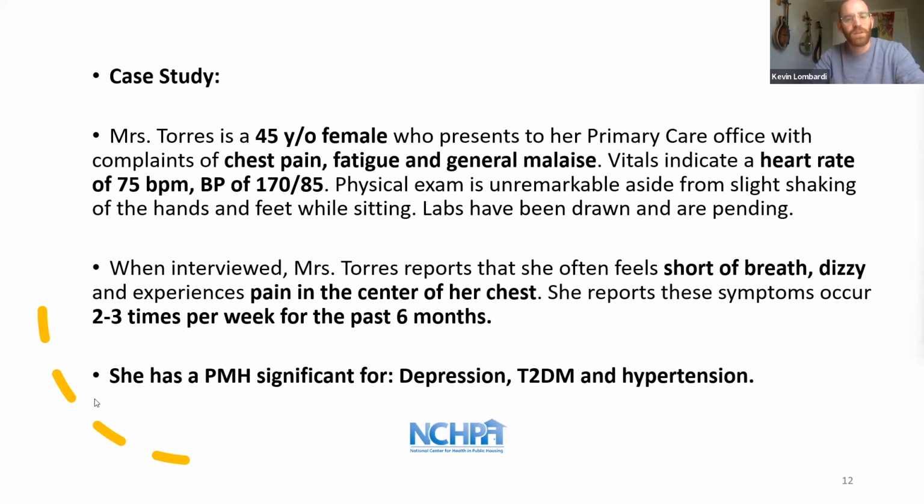However, when interviewed, Mrs. Torres tells us a lot about the symptoms here. She has shortness of breath, she's dizzy, and she's having pain in the center of her chest. She reports these symptoms occur 2 to 3 times per week in the past 6 months. That's the sentence that tells me a lot as far as what my possible diagnoses are, what I need to rule out, and it's starting to give me some direction to the questions I need to ask Mrs. Torres about what's causing those symptoms. The past medical history here is significant as well. Mrs. Torres has a history of depression, type 2 diabetes, and hypertension. These are very dangerous chronic medical diseases, which I am concerned, as the clinician, may be exacerbated by her current symptoms.